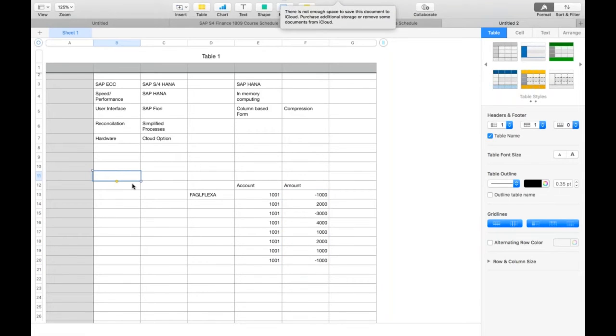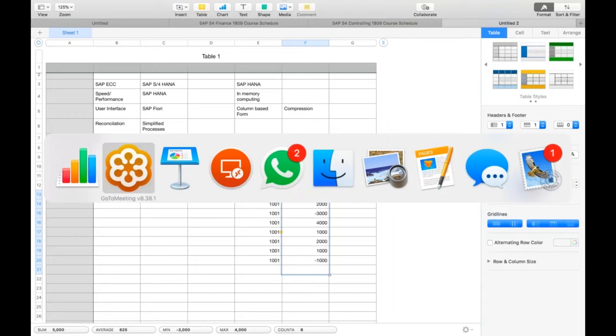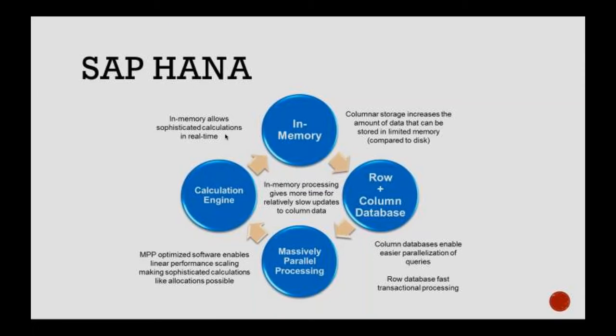Unnecessary data was getting stored. There were unnecessary n number of tables which were just holding data which is already there in some other form. Right? So that is the reason Figure Flexi and many other aggregate and totals tables are no more available in SAP S4 HANA. This is only possible because of the very powerful calculation engine of SAP HANA. Clear on this? Any question?